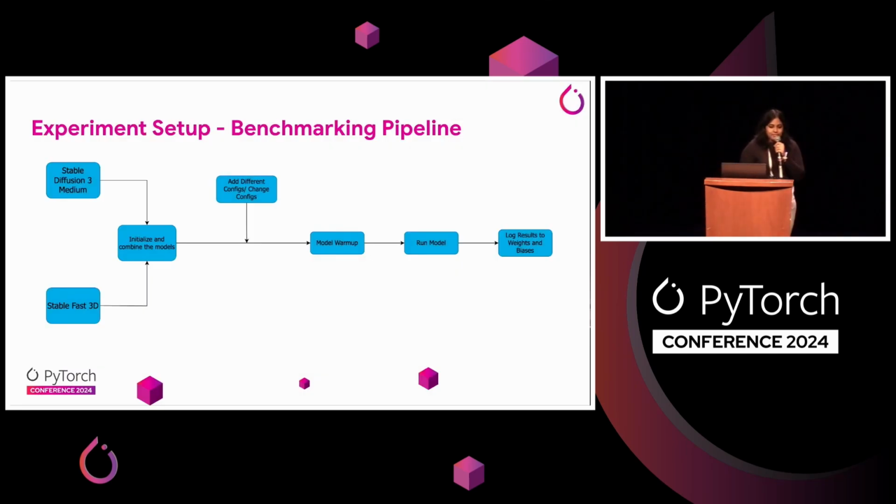So getting into the pipeline that we used to benchmark our results, the first step is that we combine the two models, and on combining, we added different optimization techniques and configurations that we believe can reduce the time. We applied them individually or stacked some of them as well. After adding those optimizations, we performed a warm-up of the model and put the model to run, and finally logged those results to our W&B dashboard, or the Weights and Biases dashboard.